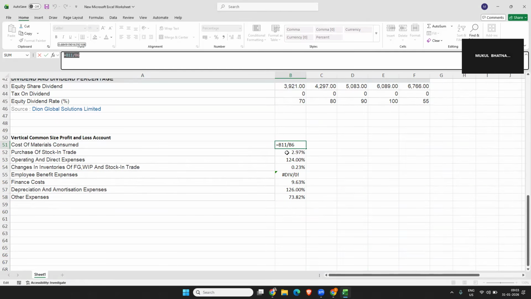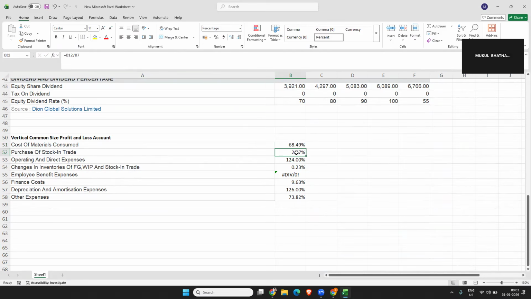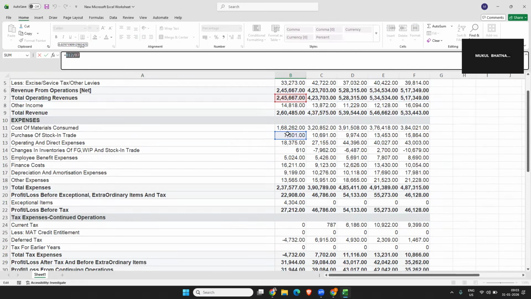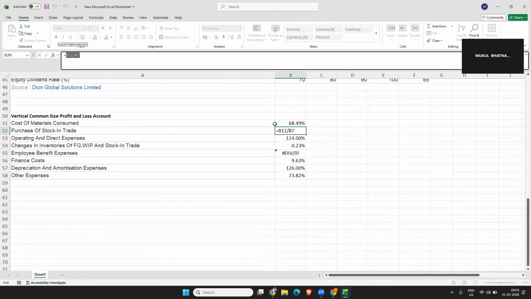But if we go to the next cell, it becomes B12 upon B7. B12 is fine because B12 is the next expense. You can see here purchase of stock in trade. It is the next expense. But B7 is not fine. It means all these values need to be divided by B6. So in Excel, there is a way for that.